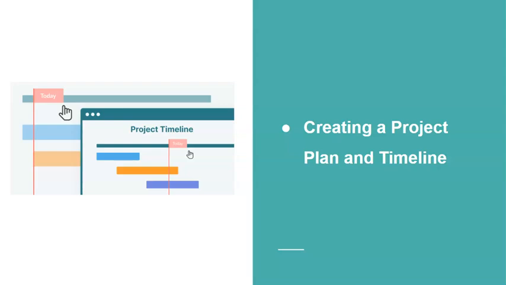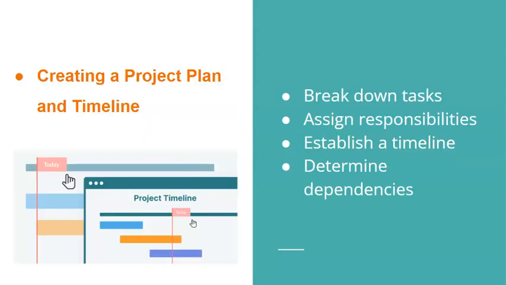All right, and there are a few steps that you need to take in order for you to be able to create a project plan and timeline. The first thing you need to do is you need to be able to break down tasks. All right, divide the entire project into smaller, manageable tasks. This could include research, content creation, design, marketing, and even distribution.